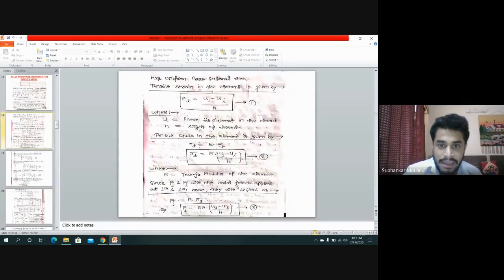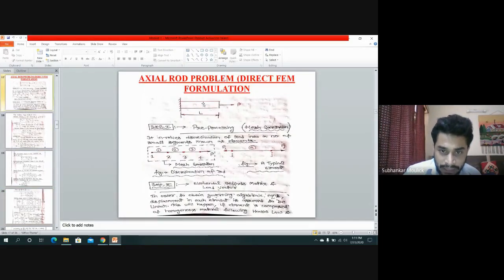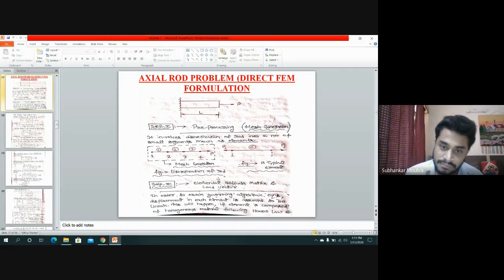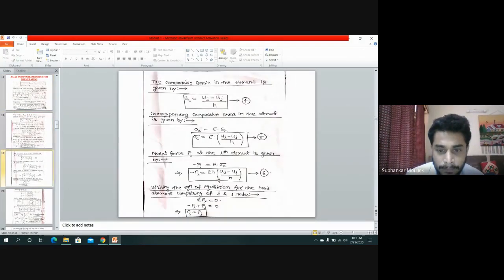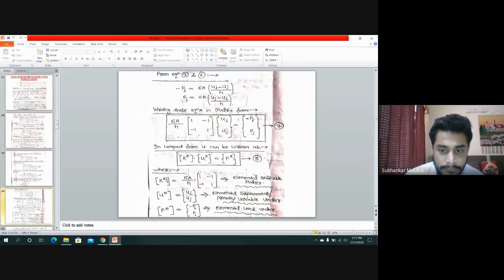If I am solving this problem, in this problem my total number of elements is 3, so I have to frame 3 elemental stiffness matrices if I want to solve this problem. If in some other problem the total number of elements is 5, you have to form 5 different elemental stiffness matrices. Is it understood? Clear?